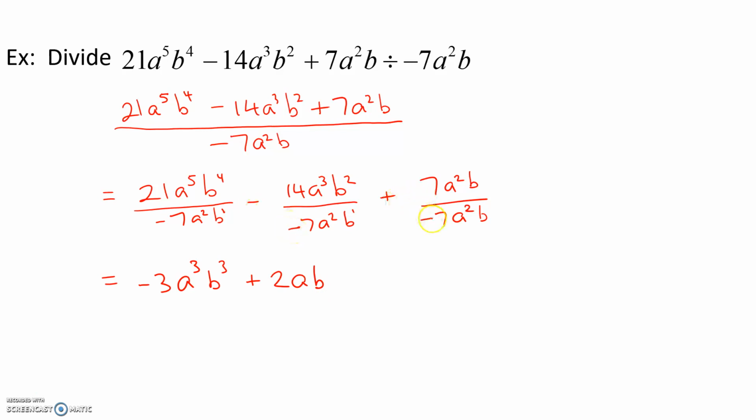Finally, we have a positive divided by negative, which will give you a negative. 7 over 7 is 1, a squared over a squared is 1, b divided by b is 1. In other words, you're dividing 7a squared b by itself, so the result will be 1, but it'll be negative 1 because we have a positive divided by a negative.